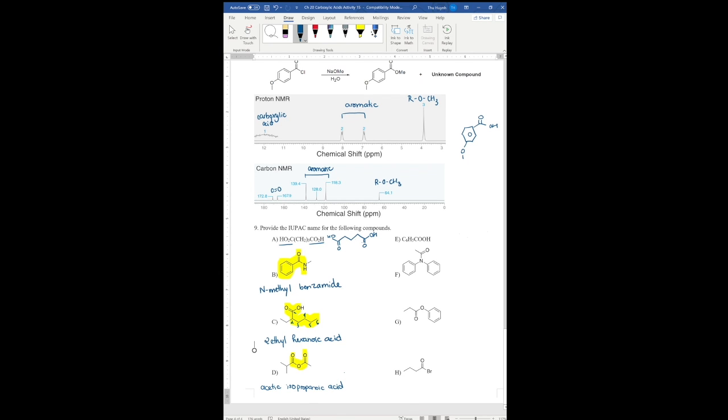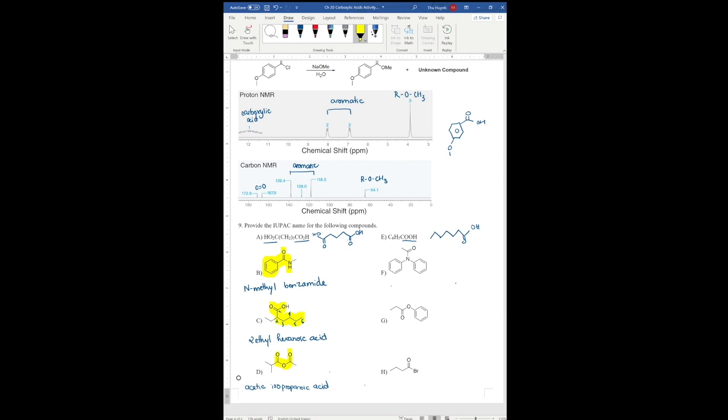Moving on to E, looking at this structure, we can see that there is 1 carboxylic acid functional group, and this is attached to a 6 carbon chain: 2, 3, 4, 5, 6. And keep in mind there will be an extra carbon from the carboxylic acid, so that would make the chain 7 carbons long.